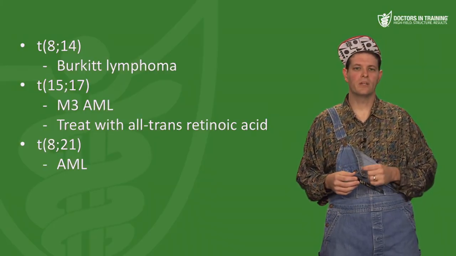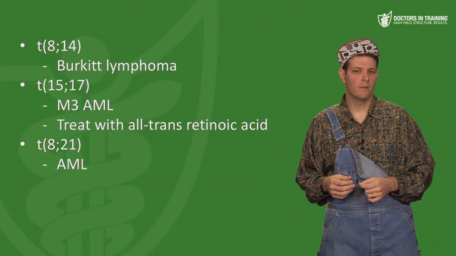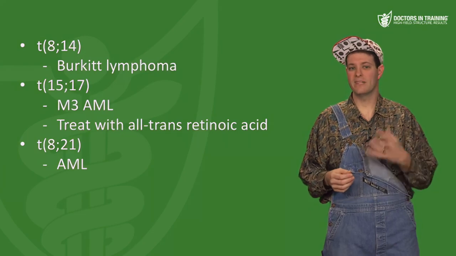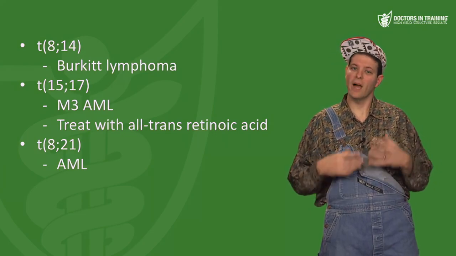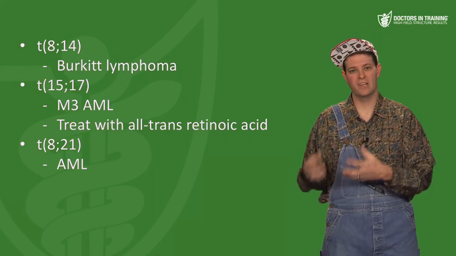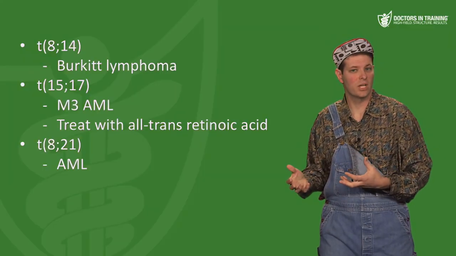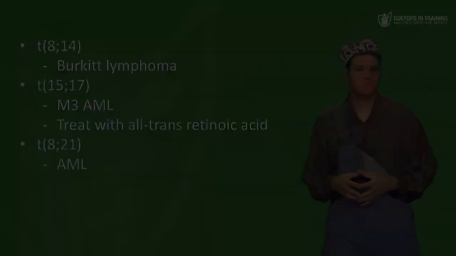And I also want you to write in translocation 8;21. So this is another translocation that can cause AML. And this is why patients with Down syndrome, or trisomy 21, have a higher incidence of AML, because you have an extra copy of chromosome 21, you have more chances of getting this translocation. It just makes sense. Let's briefly discuss myelodysplastic syndromes, which are a pre-malignant, pre-leukemic state.